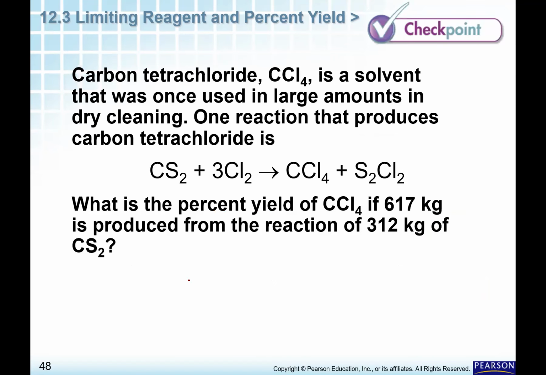Okay, let's take the last example over here, which is carbon tetrachloride. This guy here, CCl4, is a solvent that was once used in large amounts in dry cleaning.